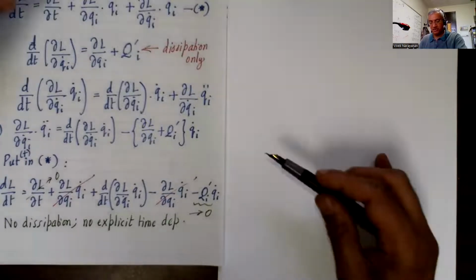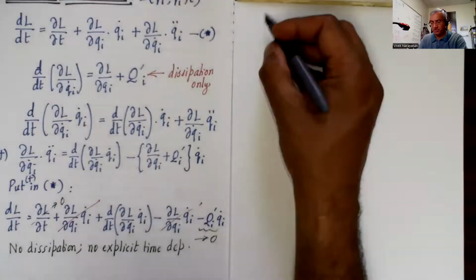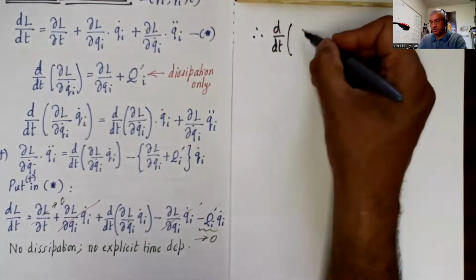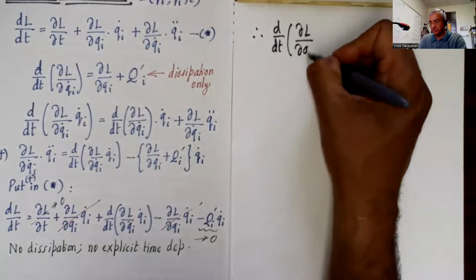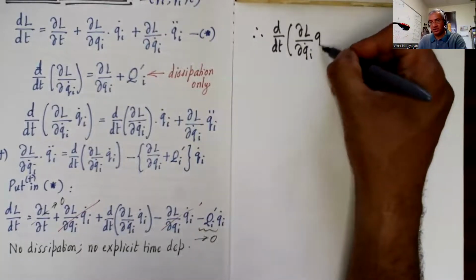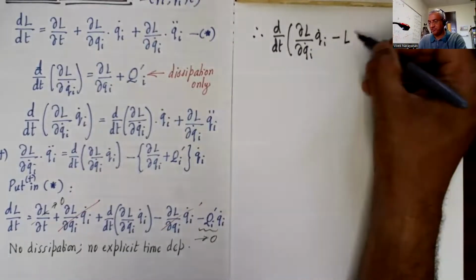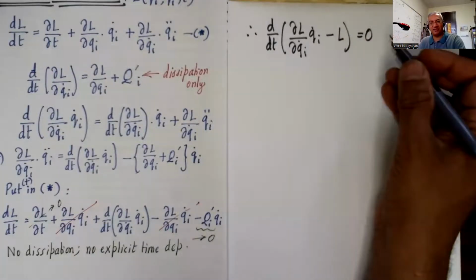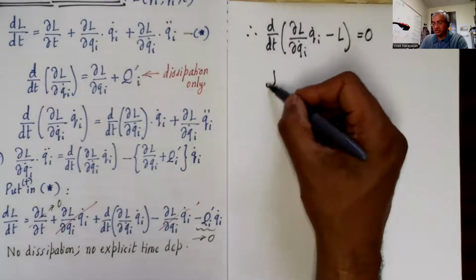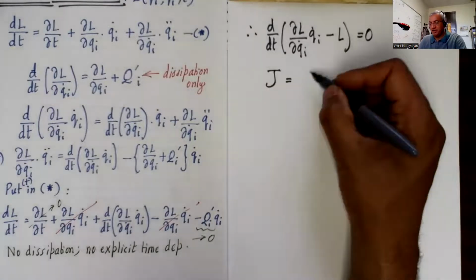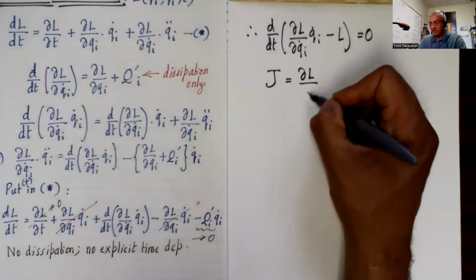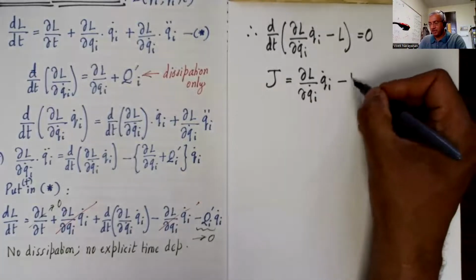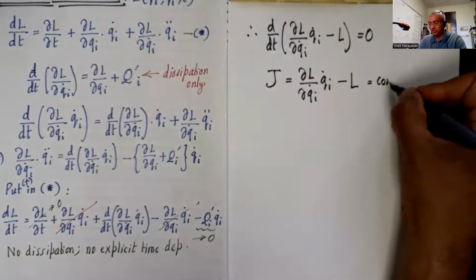We'll write there. Therefore, d/dt of (∂L/∂qi-dot minus L) is equal to 0. And if d/dt of something is equal to 0, that something must be a constant. That constant is called a Jacobi integral J. So it's ∂L/∂qi-dot minus L equals constant.